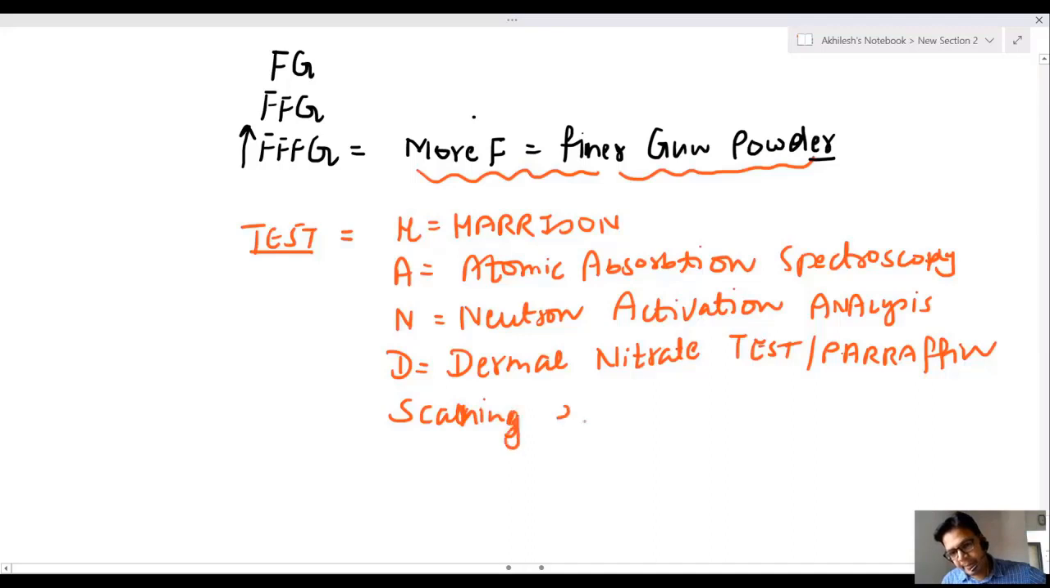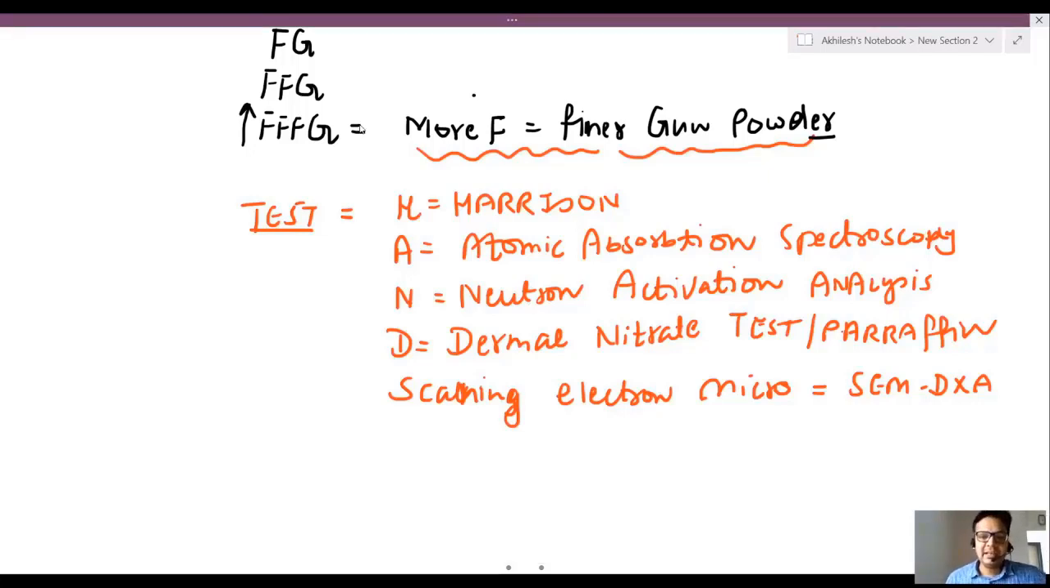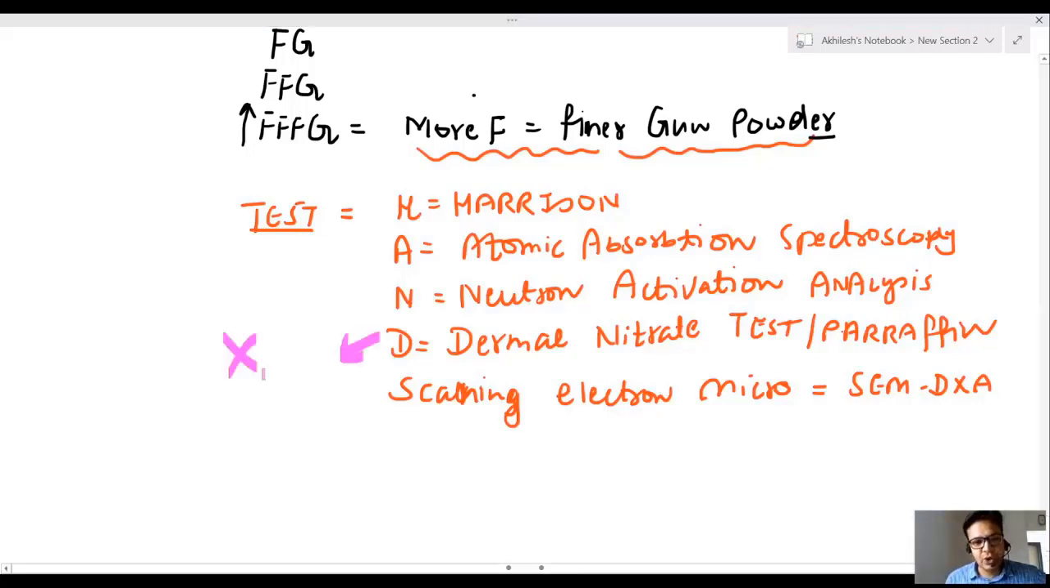Scanning electron microscope technique, this is known as SEM-EDXA. Anyway, sir, this test is not used nowadays.